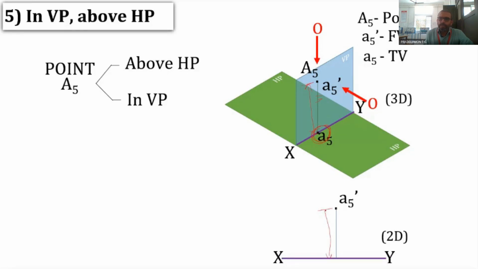This distance. So then A5 dash is marked there. Now A5 will be lying on XY itself, since here the A5 is lying in XY. So it is towards the end of this projector. So this point will be A5. No need to search for another point. So this point is A5 itself. So that is the condition when the point is lying in VP and is above HP.